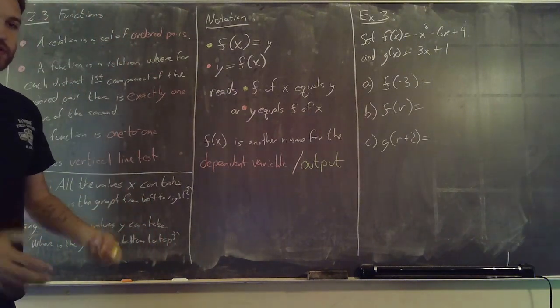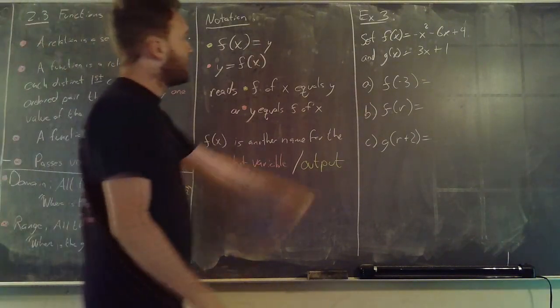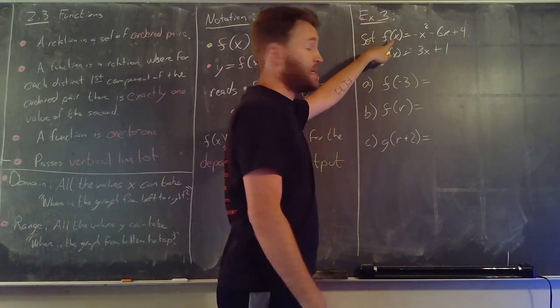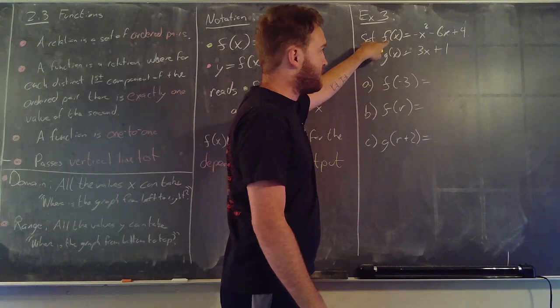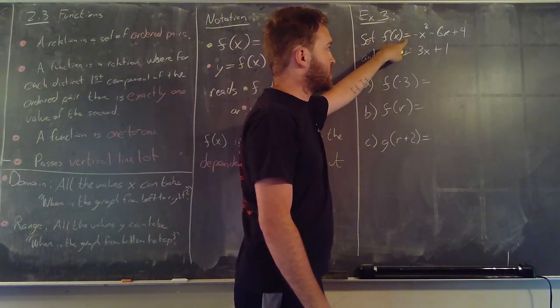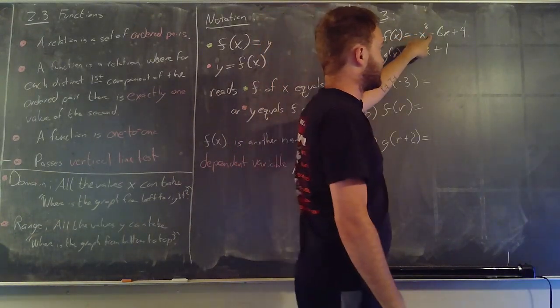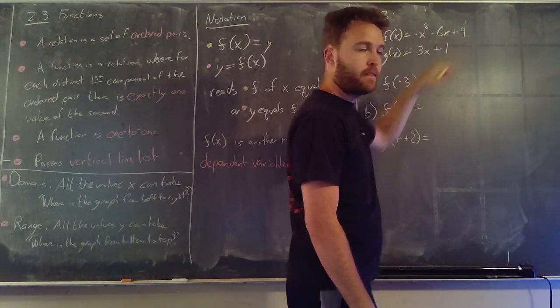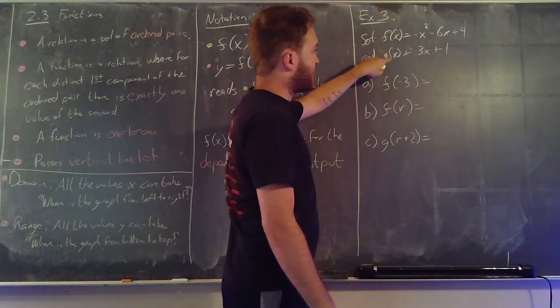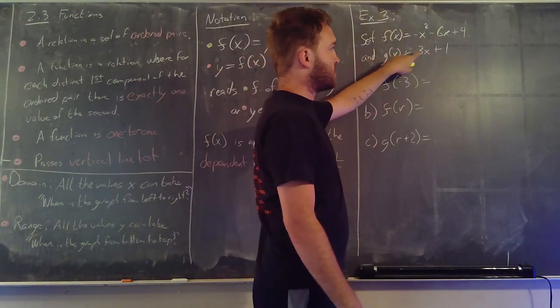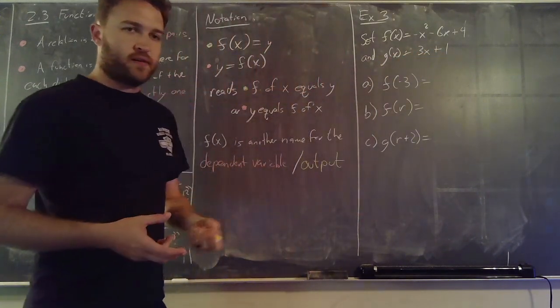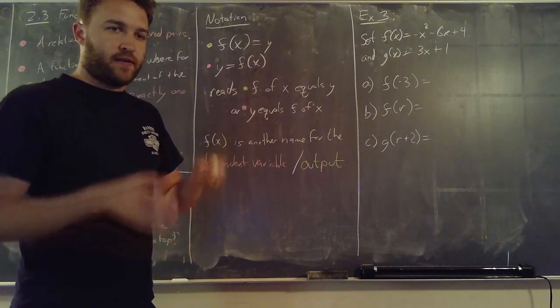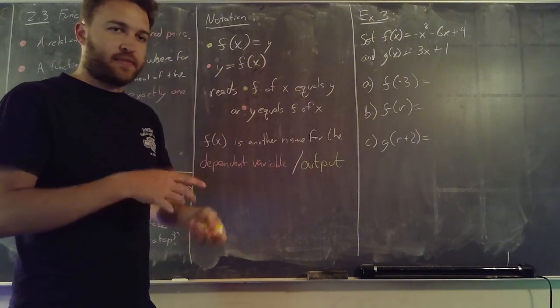So how do we use function notation? Function notation allows us to make a declaration, such as this in example 3, where I've said that f of x is a function equal to negative x squared minus 6x plus 4. And I've set a second function that I've called g of x, which is equal to 3x plus 1. Notice that I can vary the letter in front of it and include that little parentheses with x to make any function that I want.